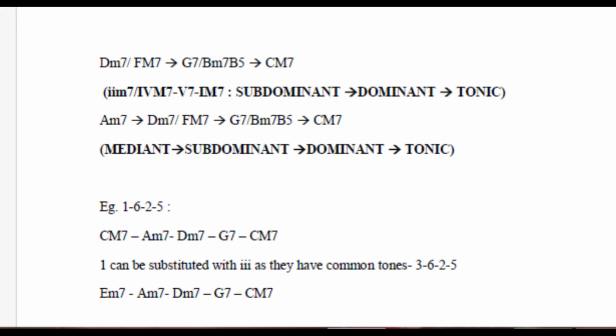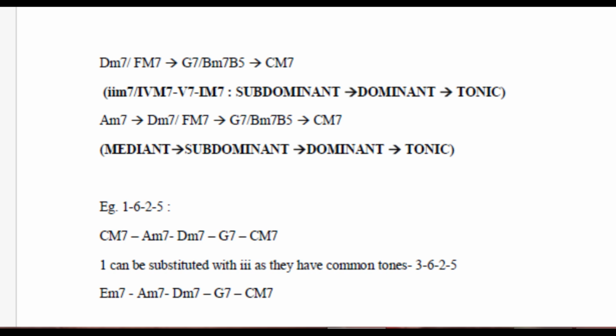Now the next step is that we add a subdominant chord before the dominant chord. So these are the D minor 7, which is the 2 chord, or the 4 chord, which is the F major 7. Either of these two chords can be placed before a G7 chord. Among these two options, the D minor 7 and the F major 7, using the 2 chord is a much more common choice in jazz.